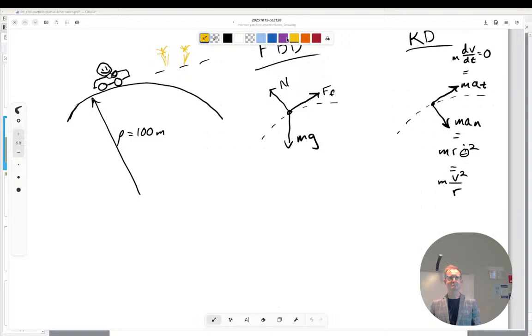Yeah. Could you set it equal to normal force? Because if normal force is equal to 0, then you have a longer question. Yeah. So if our normal force is 0, then we're not touching the ground anymore. So that's great.